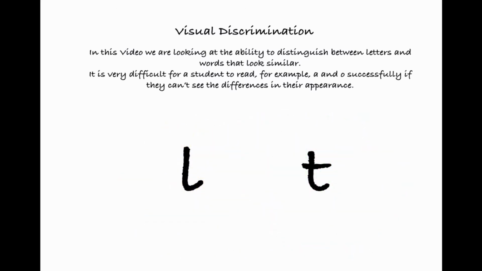We might also find that L and T look quite similar, so we get the student to talk about those. They're both straight lines, they've both got flicks at the bottom, but only the T has a line crossing through it.